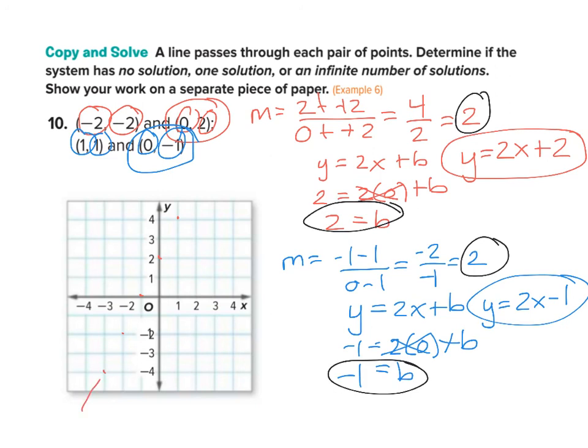I can graph that. And now I'm going to graph my second line. Negative 1 is my y-intercept, so right here, and then up 2 over 1. So I'm just plotting those points, and then I'm going to graph the line. And they are parallel, and they both go on forever, and they will never touch. So the answer is no solution for this problem.